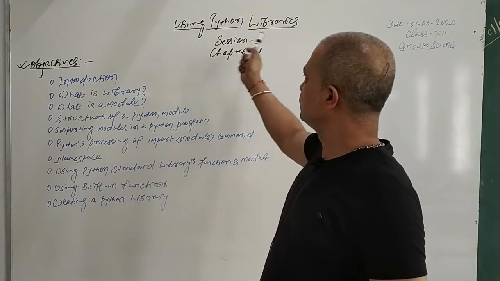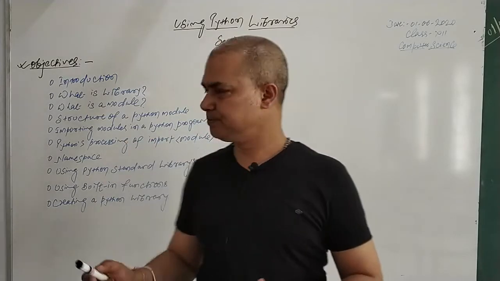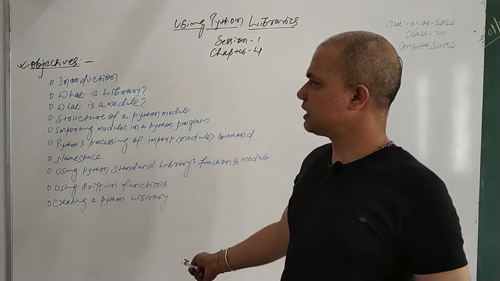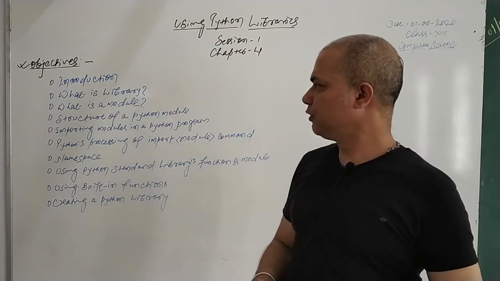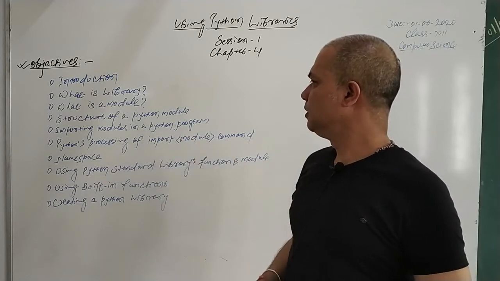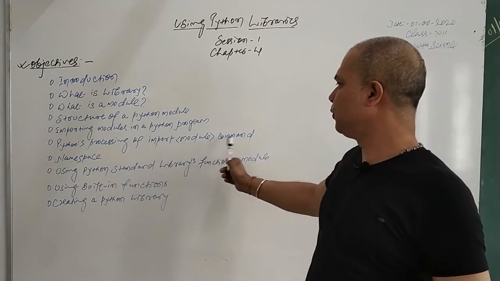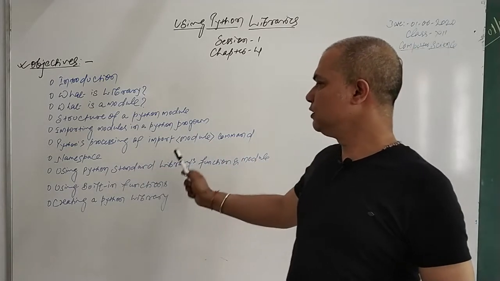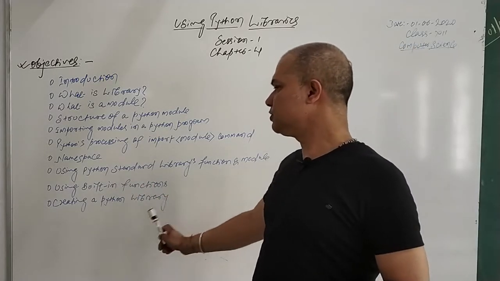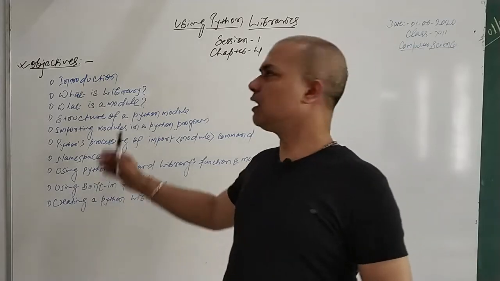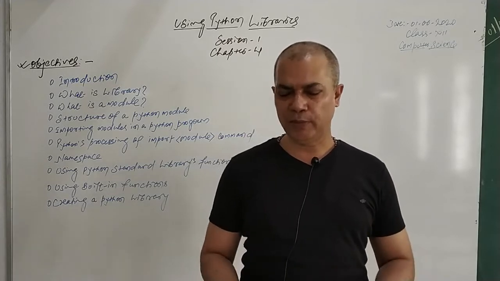So the chapter name is using Python libraries. It's session 1 and chapter 4 of your Computer Science with Python. Objectives that we have decided to finish today: introduction, what is a library, what is a module, the structure of a Python module, importing modules in a Python program, Python's processing of the import module command, namespace, using Python standard libraries, functions and modules, using built-in functions, and creating a Python library. These are the objectives of today. Now let's see one by one.